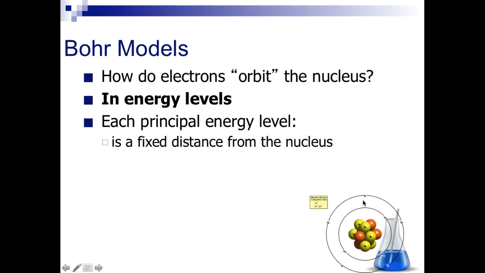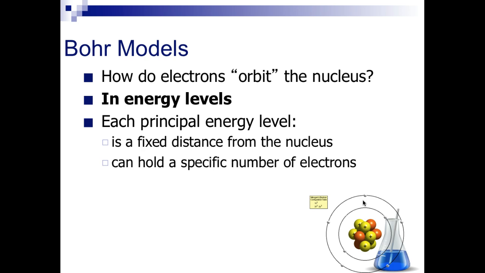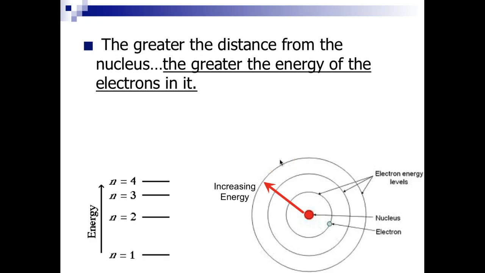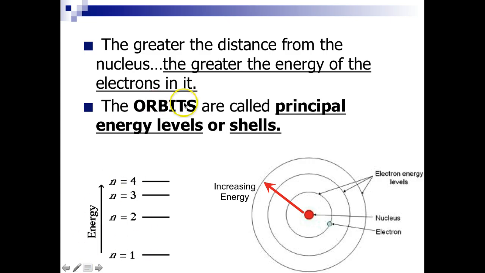Each principal energy level is a fixed distance from the nucleus, which means it doesn't change. It can hold a specific number of electrons, and it has a definite amount of energy that can be calculated. The greater the distance from the nucleus, the greater the energy level the electrons have in it. So, as we look at this, energy level 1, 2, 3, 4, as we go up, the energy is going to increase. So the orbits are called the principal energy levels, or shells. You'll hear me call them both, energy levels and shells.